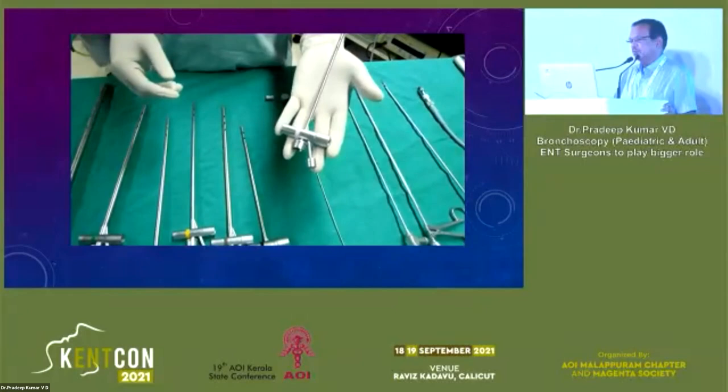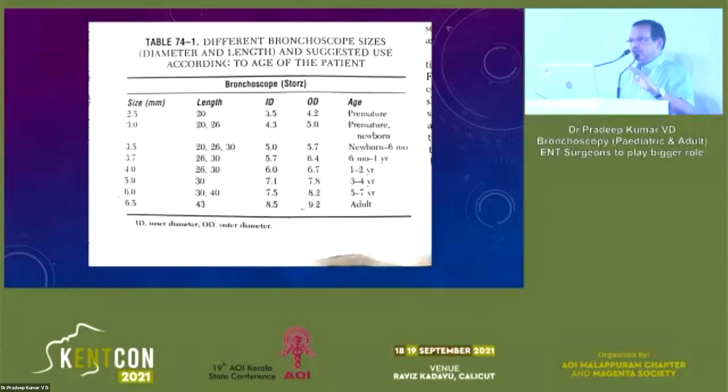Okay, this table I have pasted on the box which contains the bronchoscope. This is a table to select the bronchoscope. I got this many years ago from the old edition of Scott Brown, and I am still using that. Many other new tables have come; you can use any of those.